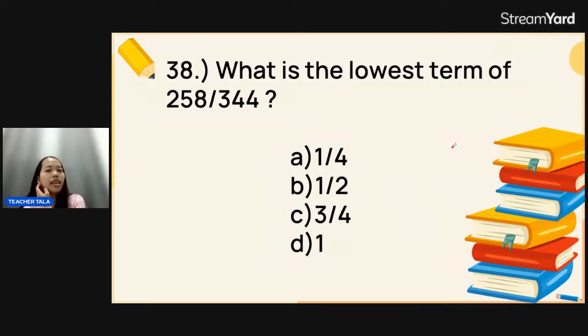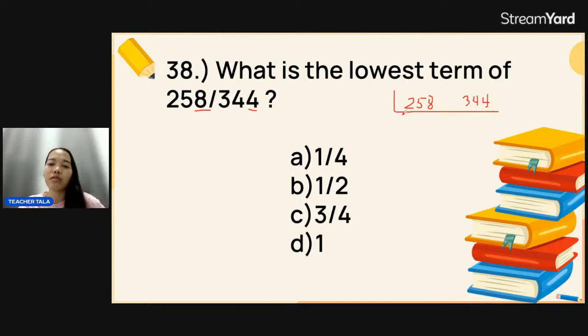Next, number 38. What is the lowest term of 258 over 344? So if we look at it, both are even numbers, so we can use continuous division. Okay, let's look at 258, 344. Continuous division is easier than factor 3, because in factor 3 you break down each number individually, while in continuous division you do both at the same time.